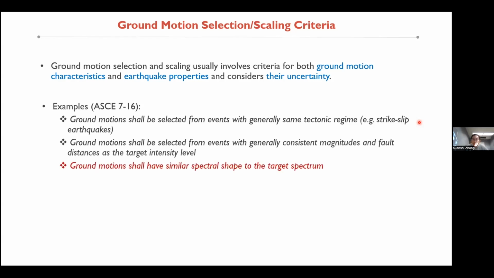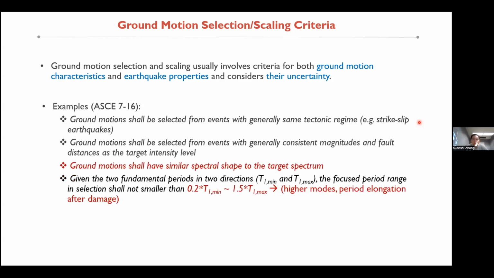I will not dive into them one by one, but one of the very important key criteria is that the ground motion should have a similar response spectra shape to the target spectra that you obtain from the ASCE 7 standard or another recommended response target. Specifically, it mentions that over the period range of 0.2 T1 of the structure to 1.5 T1 of the structure, the mean of the selected response spectra should not be below 90% of the target response spectrum.